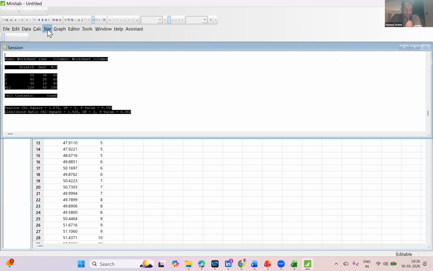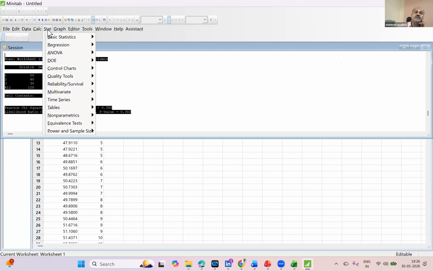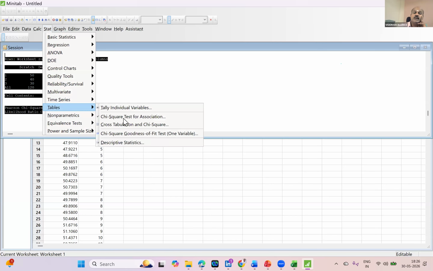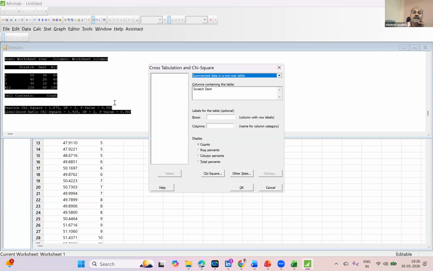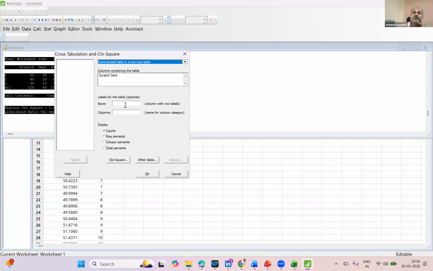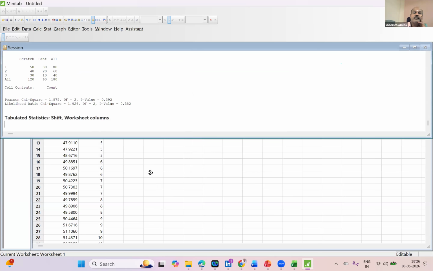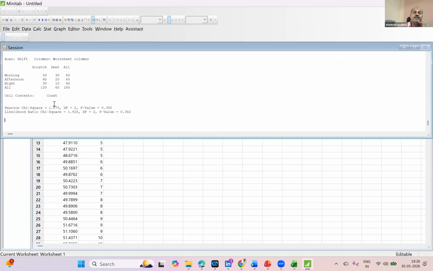Now let's see whether we can somehow bring in that first column, shift. So Stat, Tables, Cross Tabulation and Chi-Square. Everything is done. Labels for the table, row label, names for column category. Column with the row label. Here, if I give the shift, it has come. Can you see here, all of you?